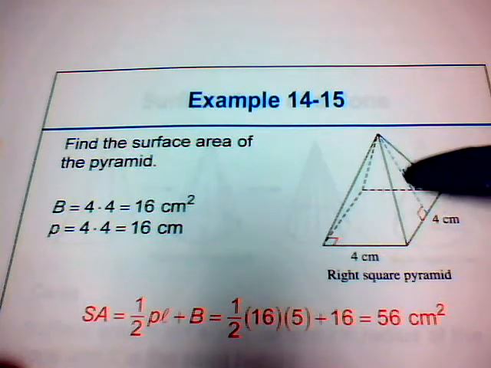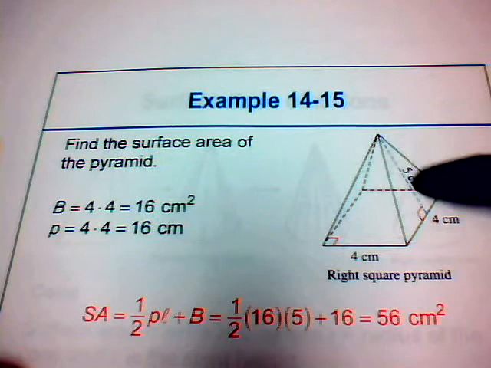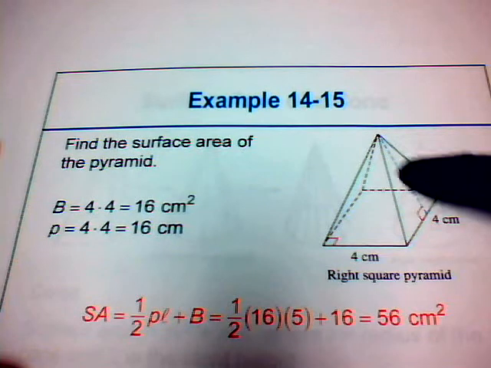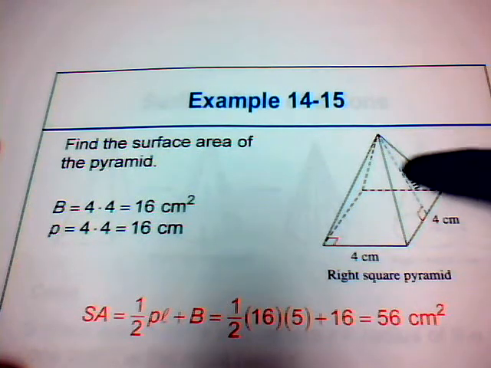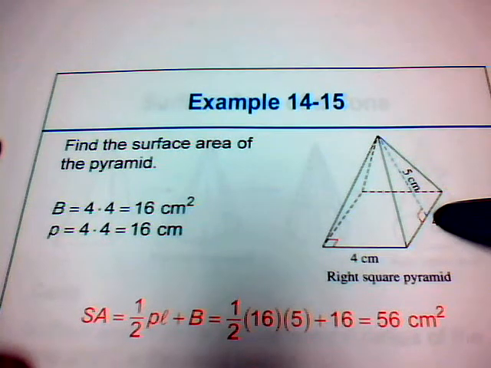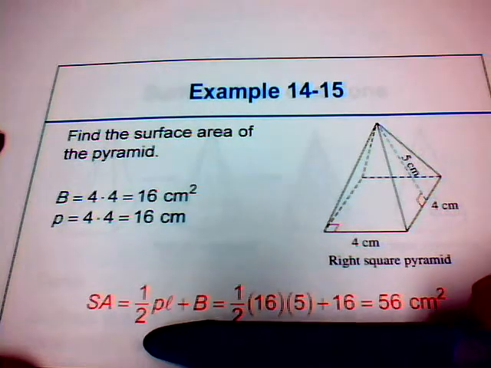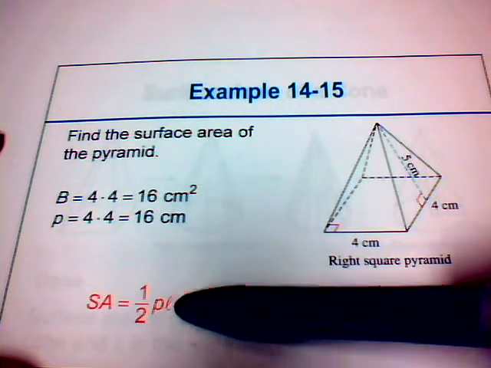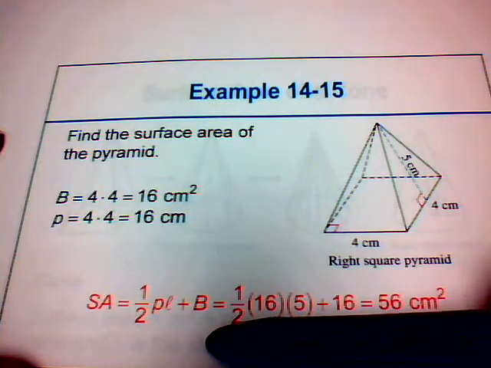So here, we know the slant height is given to us as 5 centimeters. The slant height, by the way, is the height that's on the face of that pyramid. Not the vertical height, just the height on the face of the pyramid. That's why it's called a slant height. So here we use this formula: 1/2 multiplied by the perimeter, multiplied by the slant height, plus the base.